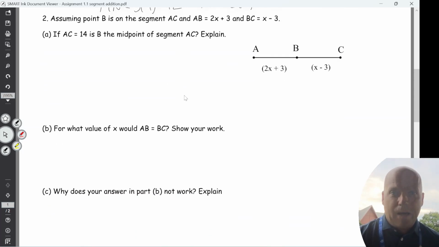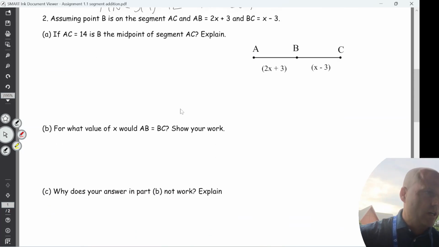So that's the idea about all of these questions, is we are going to have a simple geometric situation, but we're going to be revealing lengths using algebra.